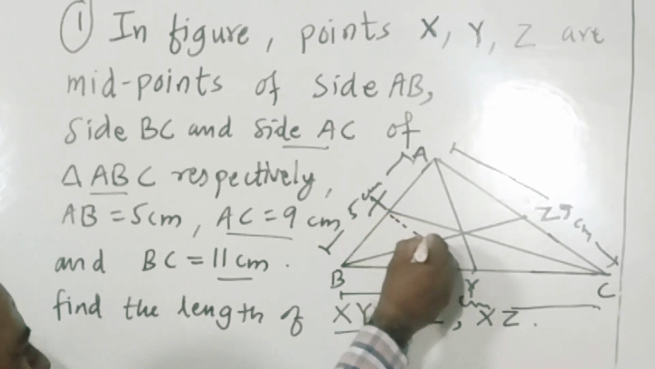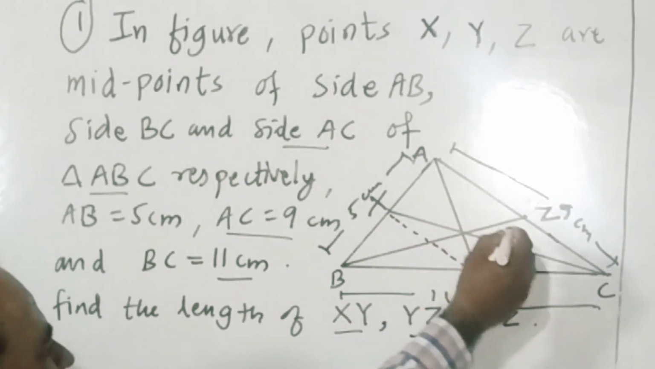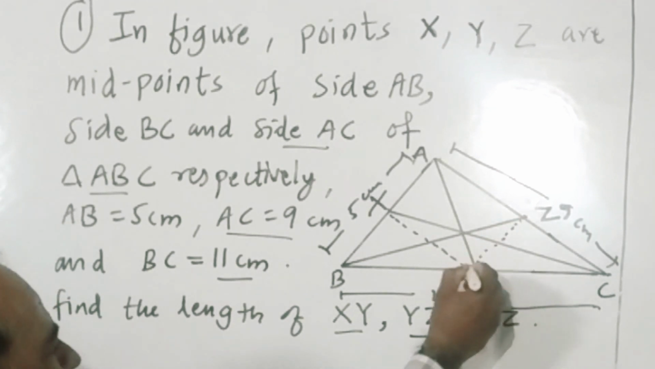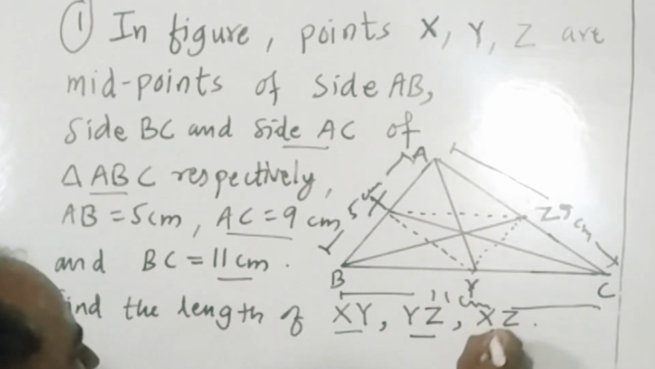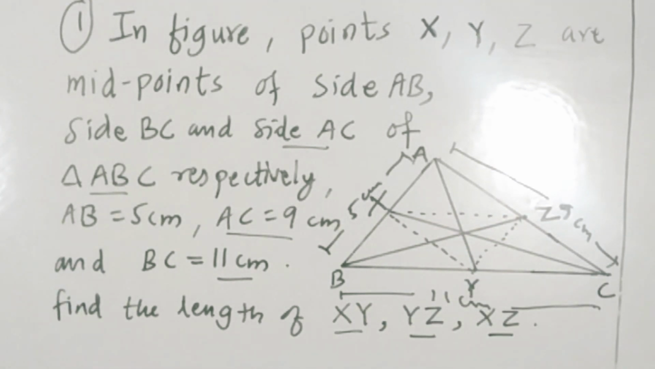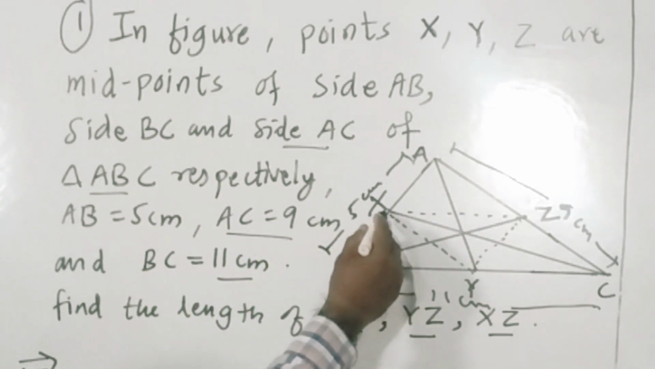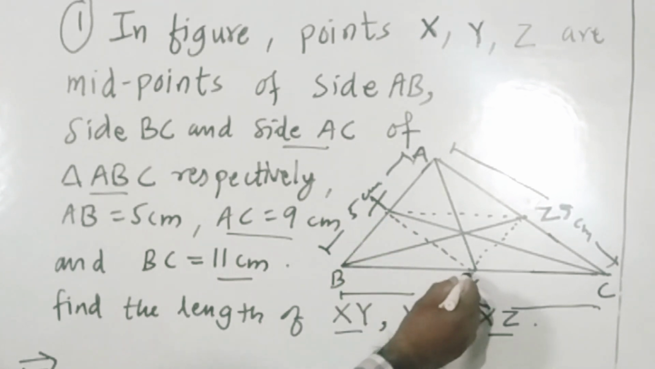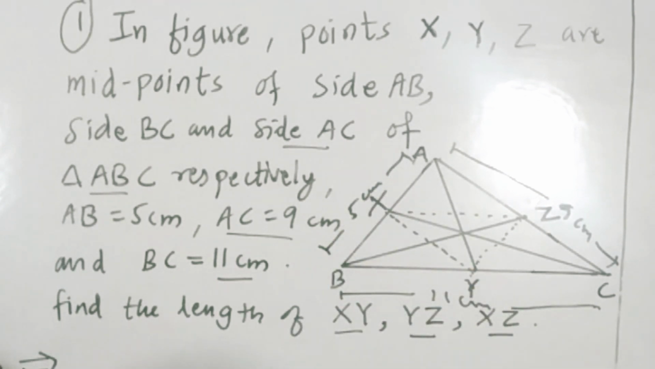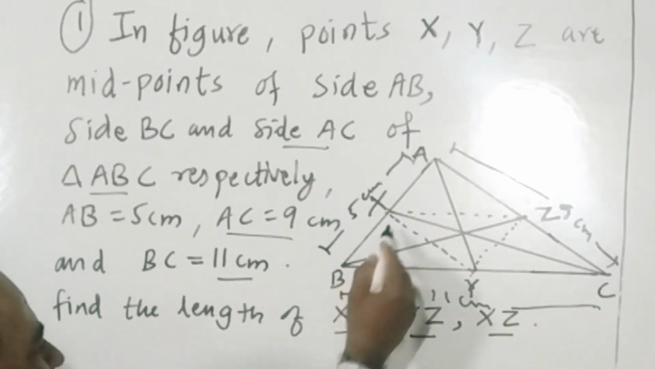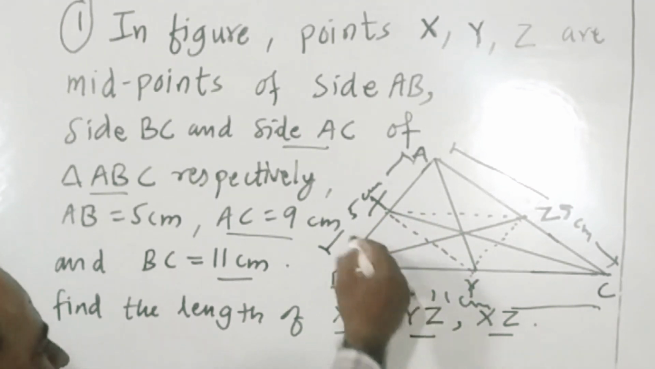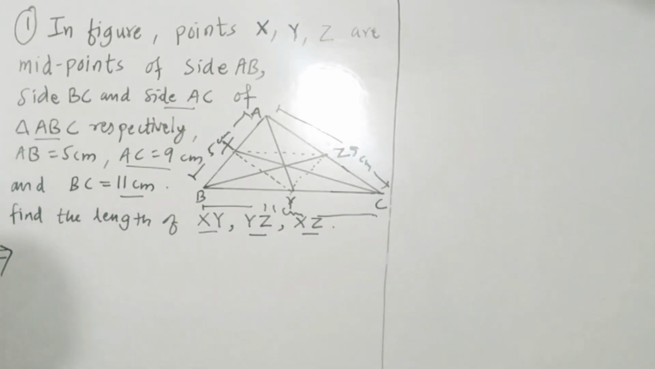XY, YZ, and side XZ. Since X and Y are the midpoints of AB and side BC, in triangle ABC, points X and Y are midpoints of sides AB and BC respectively.